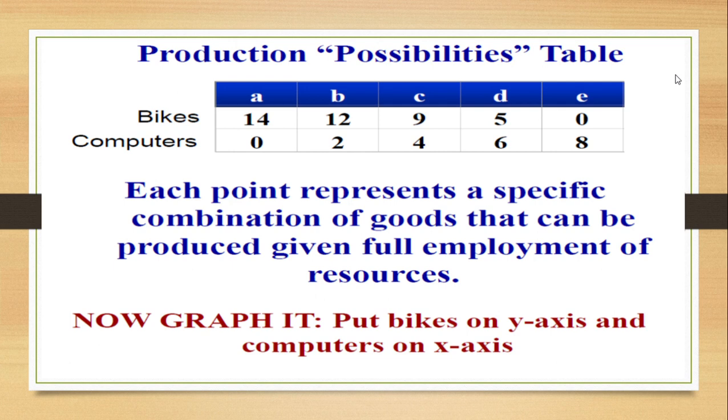So the firm can use all of its resources to produce 14 bicycles and 0 computers. Alternatively, the firm can use its resources to produce 12 bicycles and 2 computers. And also, the firm can use all its resources to produce 9 bicycles and 4 computers. I don't know if you realize that as the number of computers increases, the number of bicycles decreases, because you are using some of the resources to produce computers, the ones that initially were used to produce bicycles. So as one of the products increases, the other decreases.